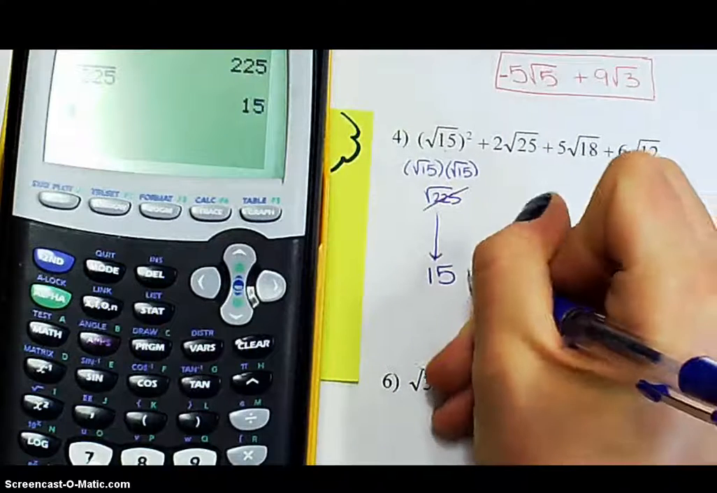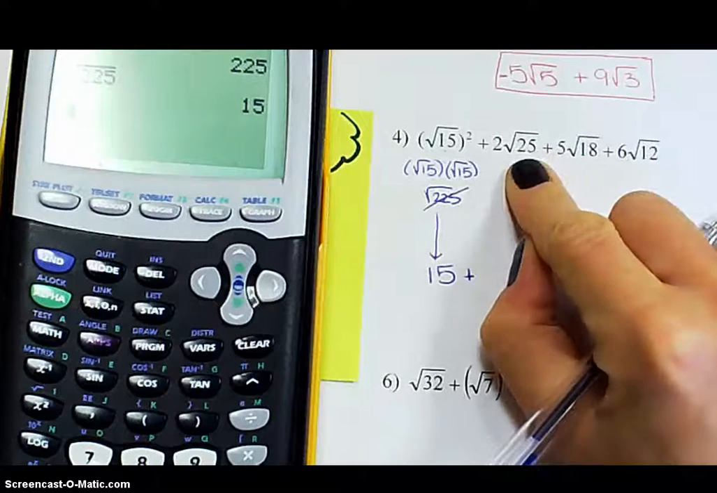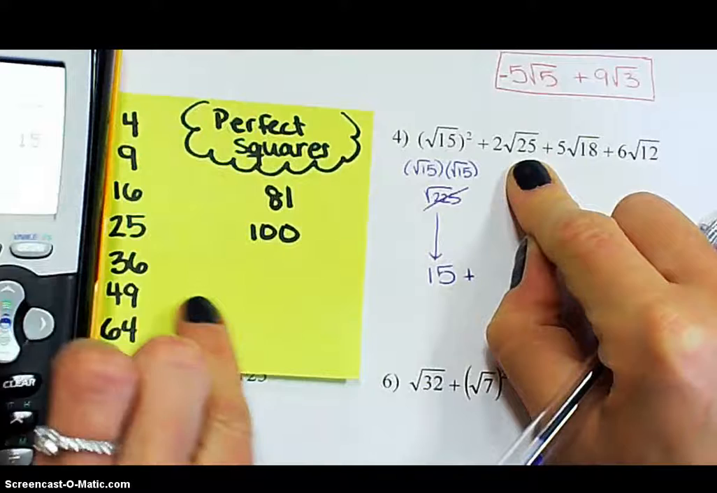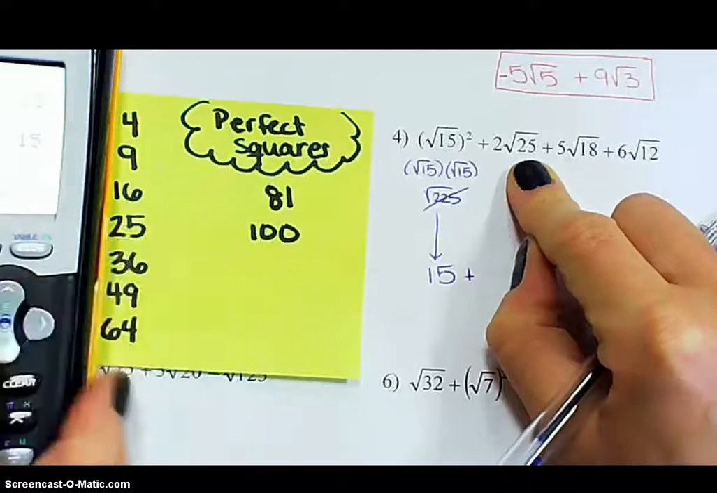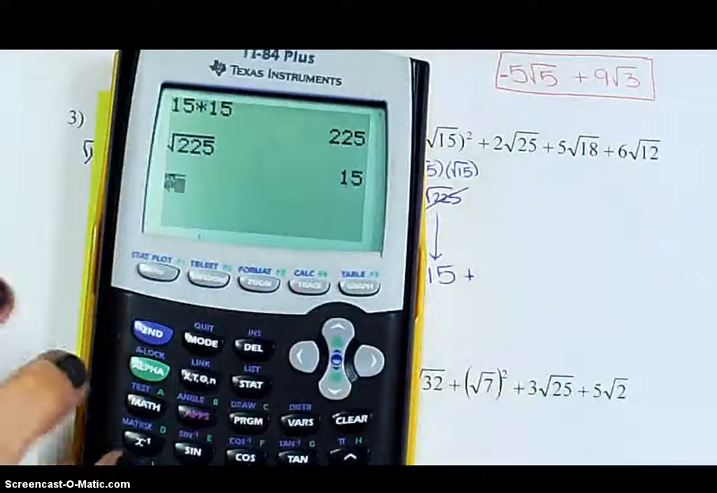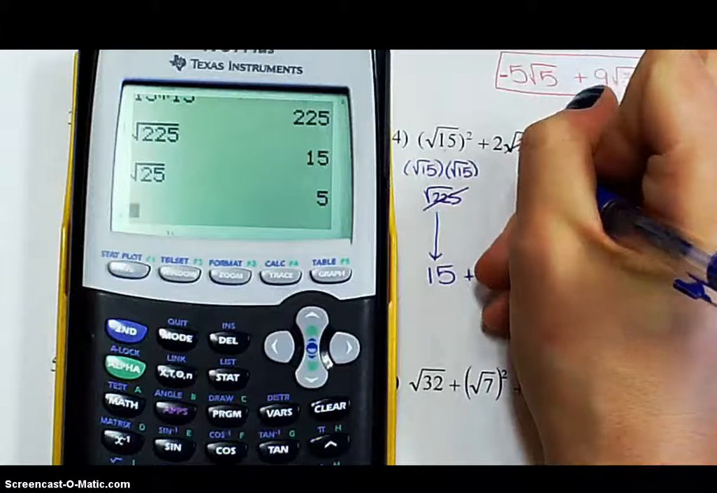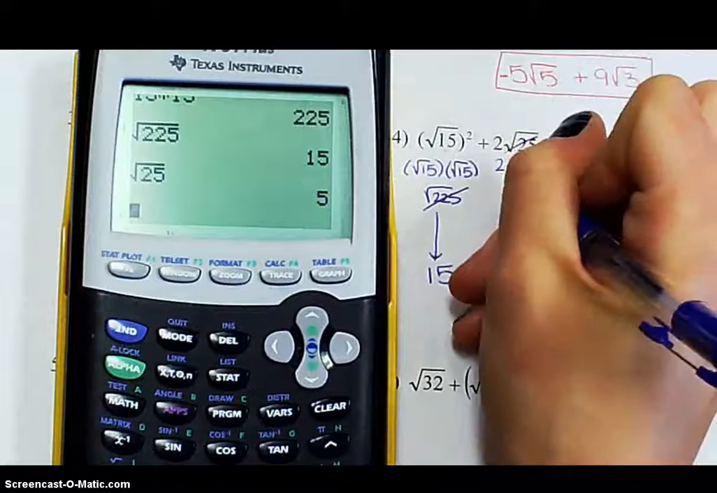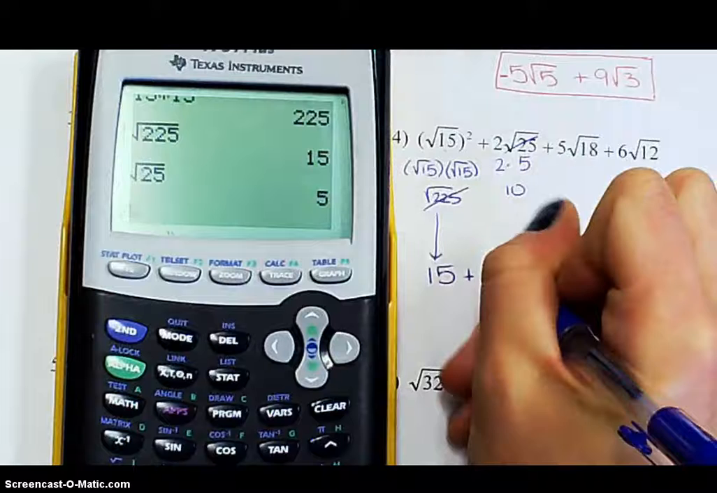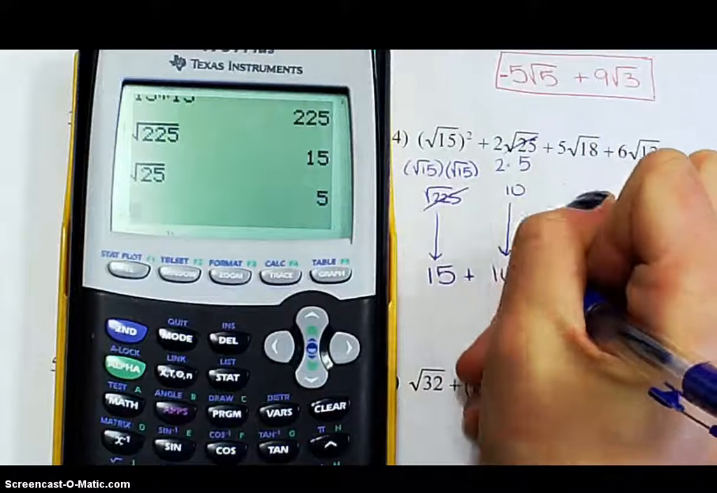Now we have a plus sign. So let's see now, can we simplify this? Well, 25, wait a second, that's on my list over here. 25, that's a perfect square. If I take the square root of 25, we get 5. So this crosses off and we get a 5. So really, this is just 2 times 5, which is 10. So I'm going to move that down.